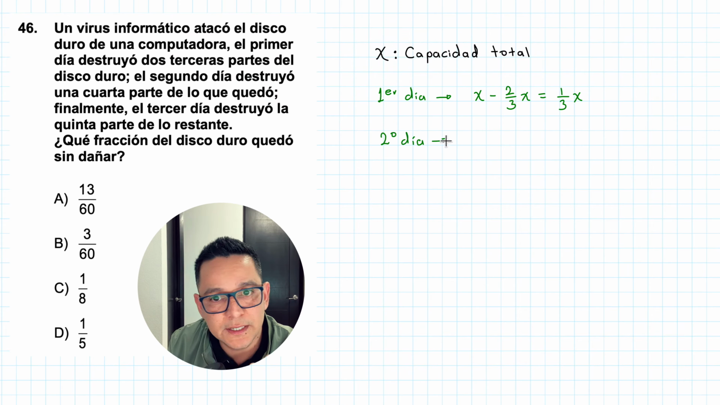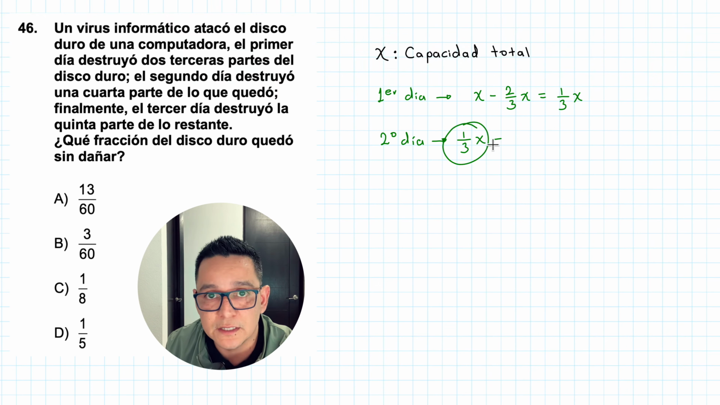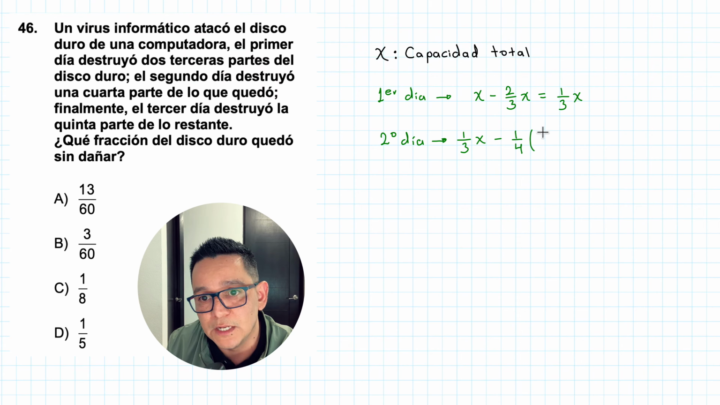It says that on the second day, it destroyed a quarter of what was left. So, what was left? Well, 1/3 of X. So let's say that on the second day, the following will remain. We're going to have 1/3 of X, minus a quarter of what was left, that is, 1/3 of X. And we do these operations. This 1/3 of X, for now, I'll leave it like that, and we'll solve it here.